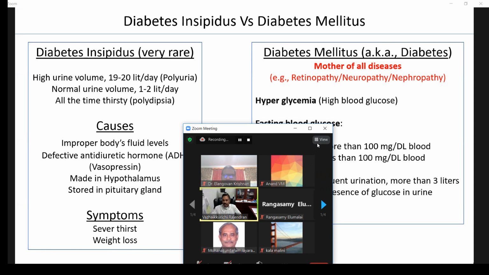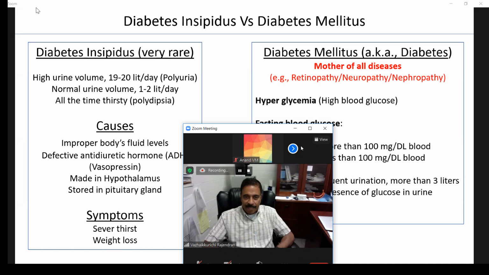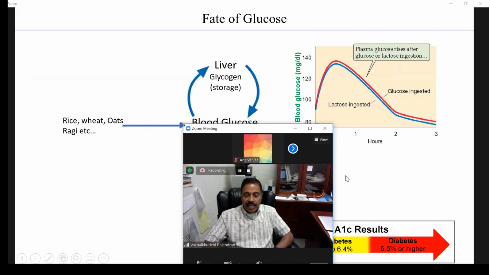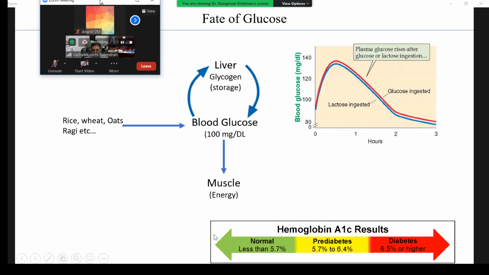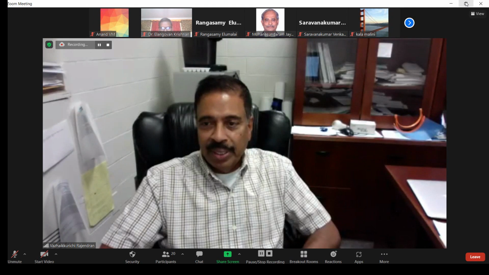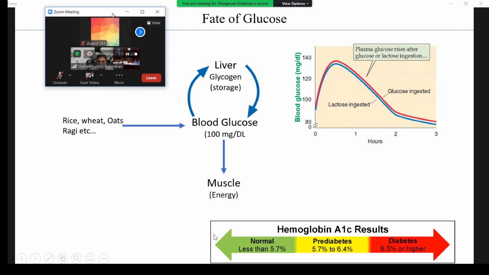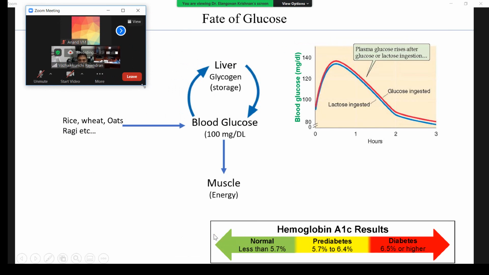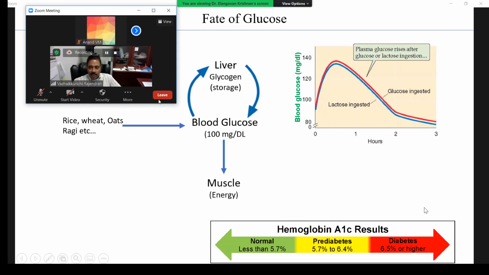Can you move to the next slide, please? Anybody has any questions on this so far about diabetes? Okay, then I move to what is glucose? Why should the glucose concentration be maintained in the blood?